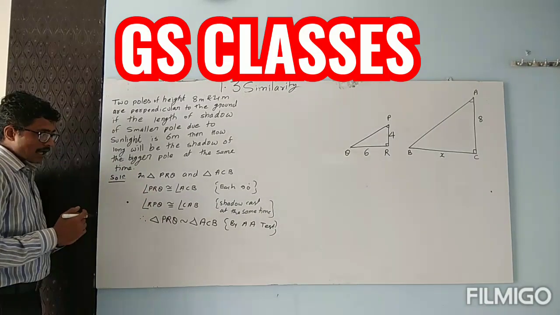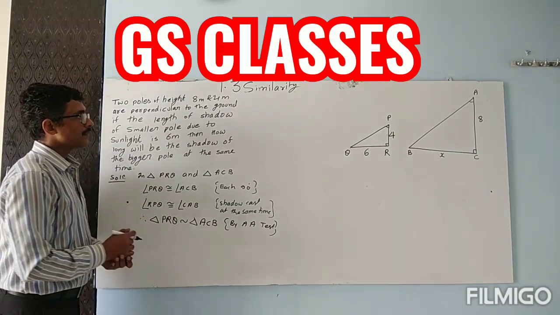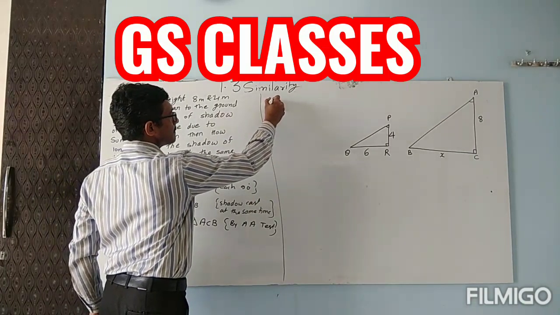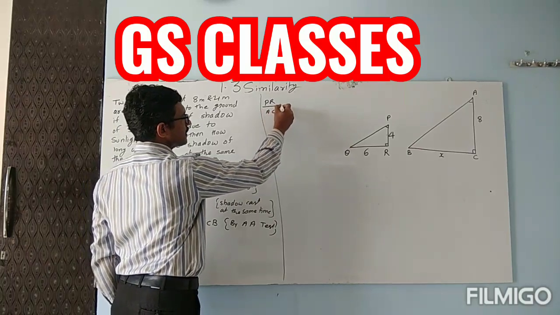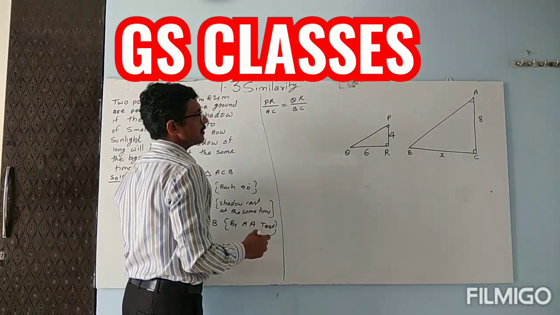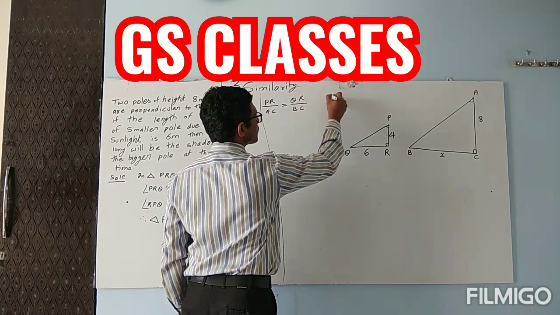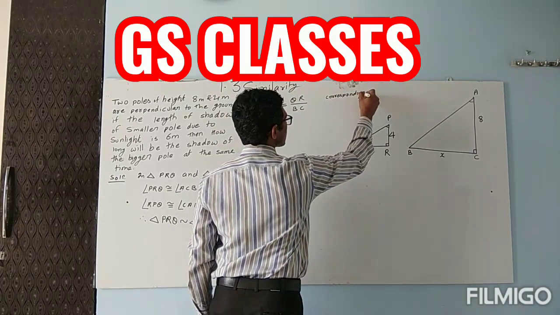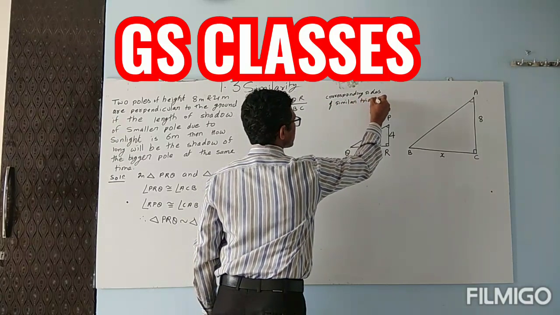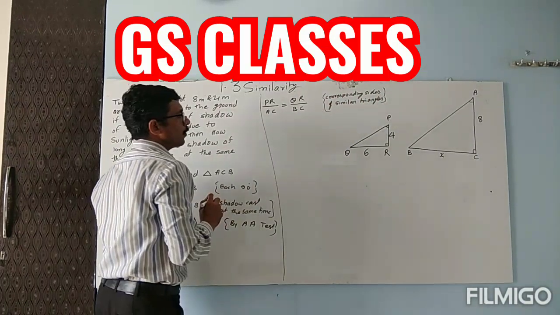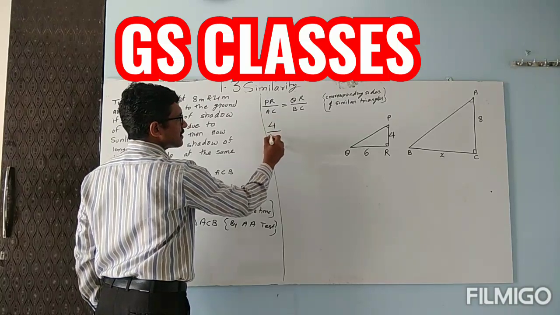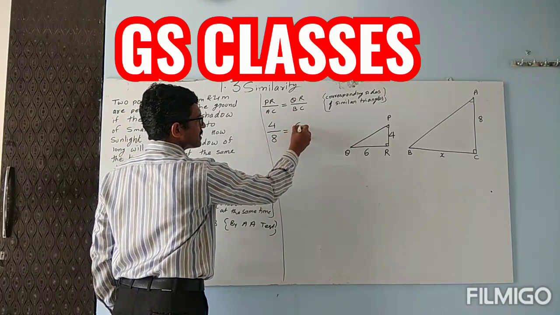Now children, after proving that these two triangles are similar, we can now write PR upon AC equals QR upon BC. These are corresponding sides of similar triangles. So let's put the values. Value of PR is how much? 4. Value of AC is what? 8. Value of QR is 6.